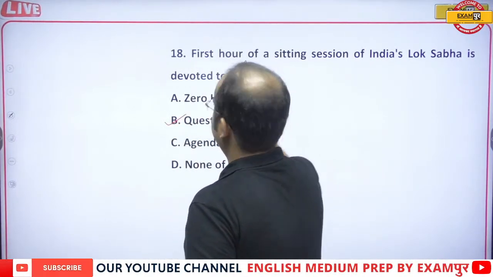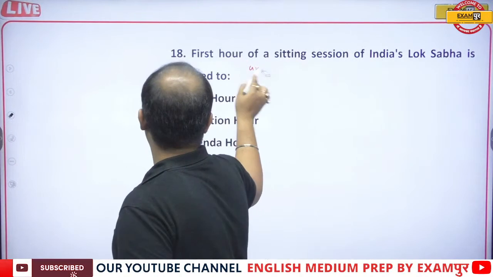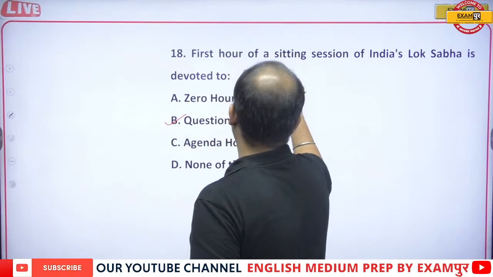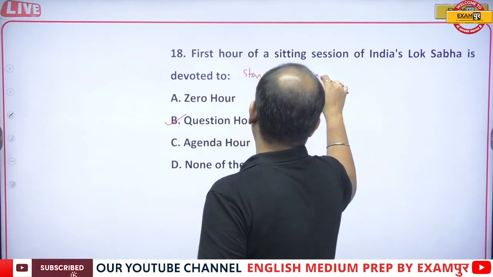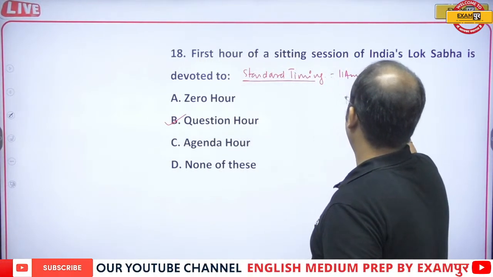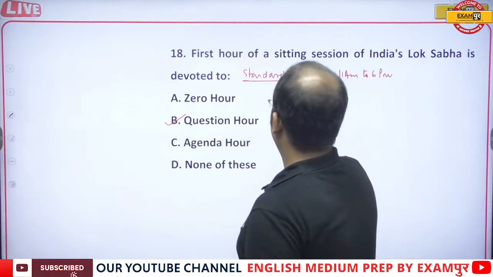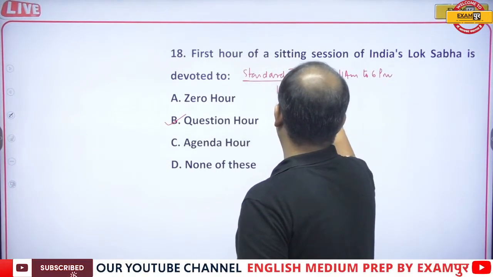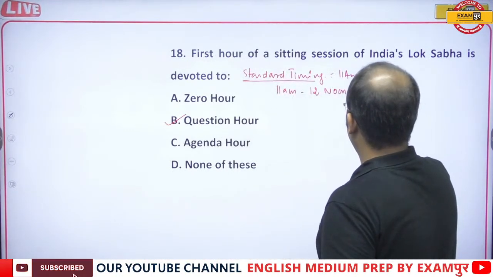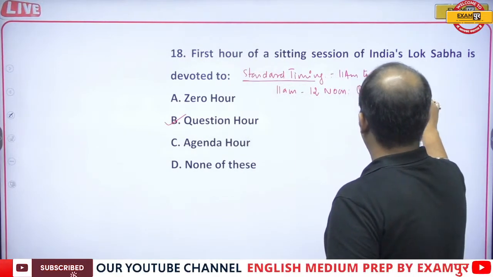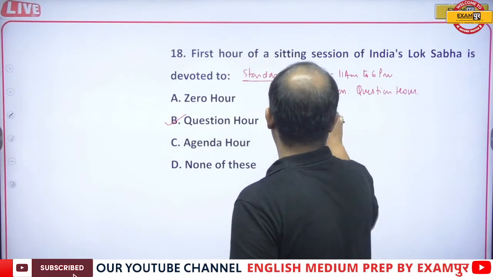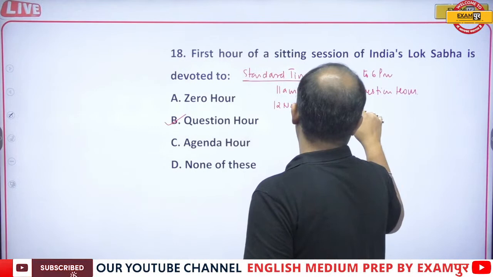See, standard timing of the Lok Sabha, what is it? I am not talking about any special timing. So the standard timing is 11 a.m. to 6 p.m. 11 a.m. to 12 noon, that is question hour. 12 noon to 1 p.m., this is 0 hour.